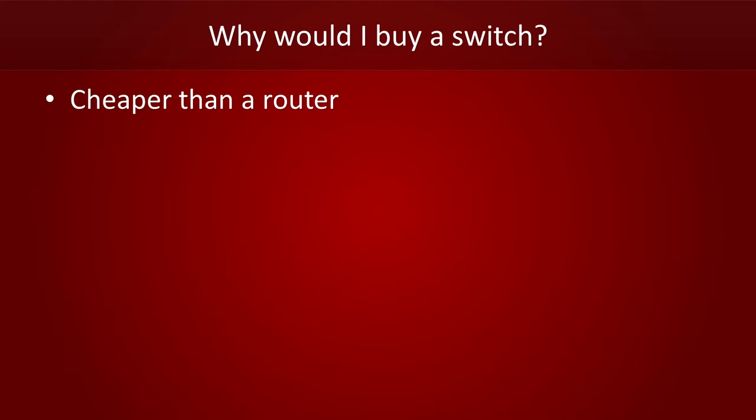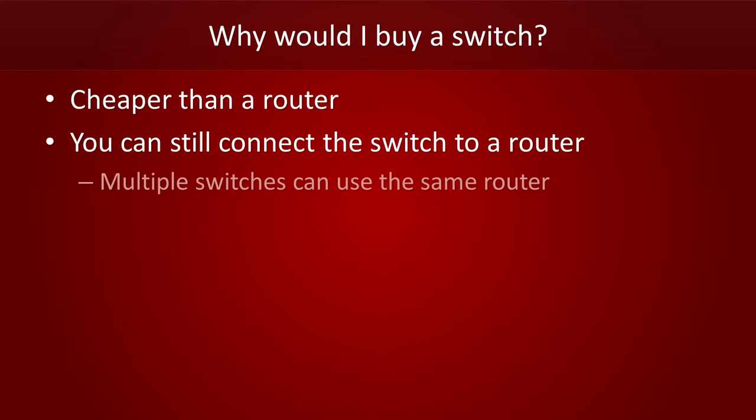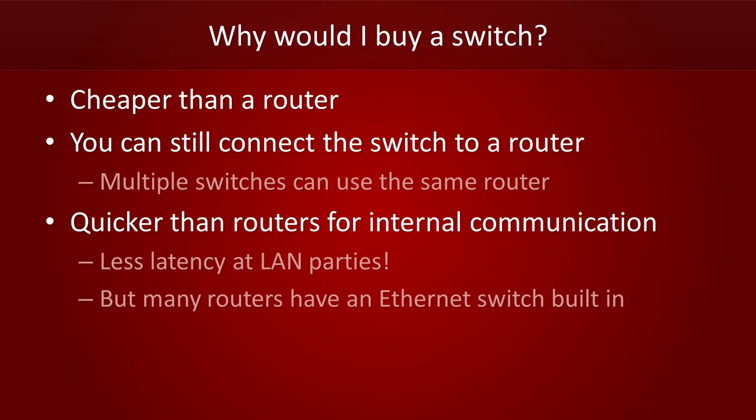The main advantage of switches over routers is that they're cheaper. If you need to connect to other networks, you can still connect the uplink port of your switch to a router. In fact, you can connect multiple switches to the same router to save money. Switches are less complex than routers, so they can handle traffic faster than routers can. This is great if you want to minimize latency, perhaps during a LAN party with your friends. However, routers often have a built-in Ethernet switch to handle internal traffic, so switches aren't necessarily faster.